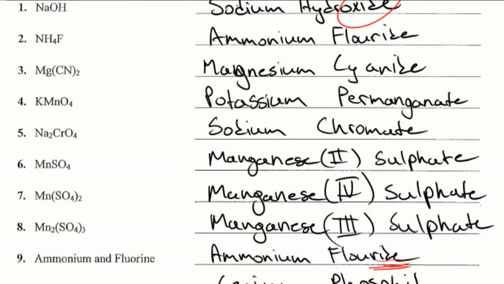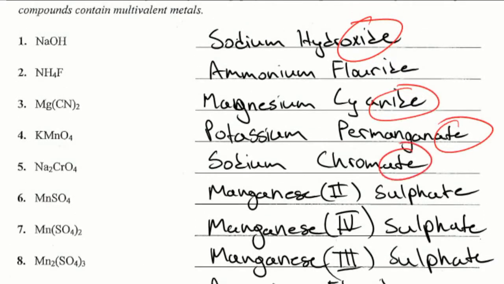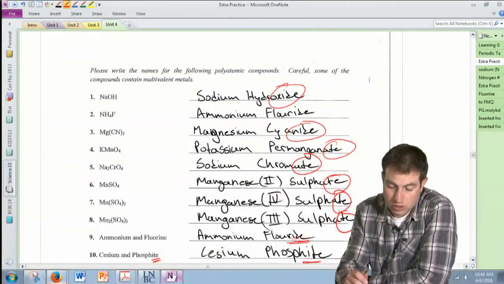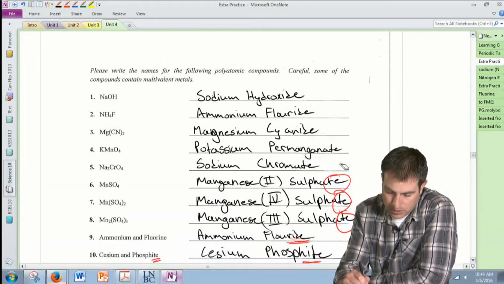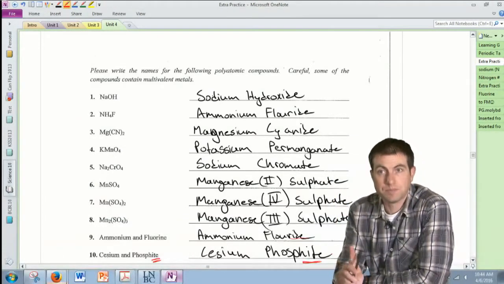Hydroxide stays as hydroxide. Cyanide stays as cyanide. Permanganate stays as permanganate. Chromate is chromate. Sulfate, sulfate, sulfate. We don't change these endings to ides unless it's just a simple non-metal that we're dealing with here. Does anybody have any questions about any of those? Because they are a bit tricky. No questions?